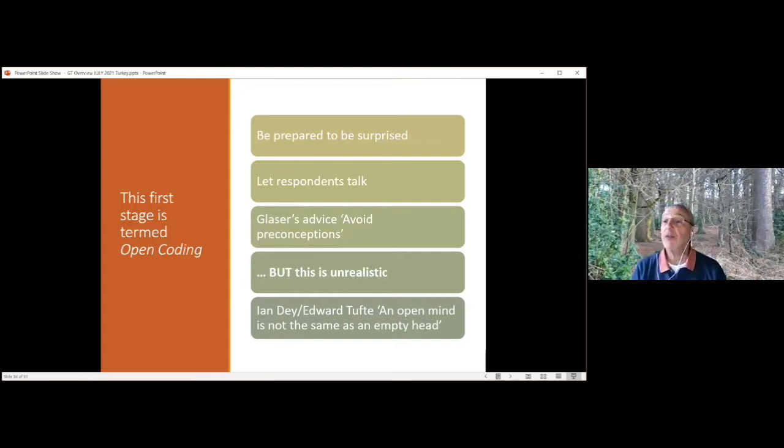Okay, you let the respondents talk. Half the things they tell you may not be of interest, but you don't know which half. So you go in with an open-ended question and you let them talk. And often it's surprising.